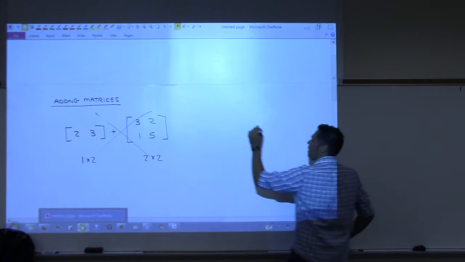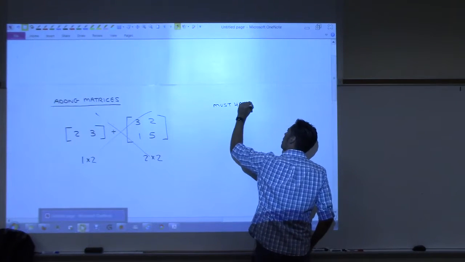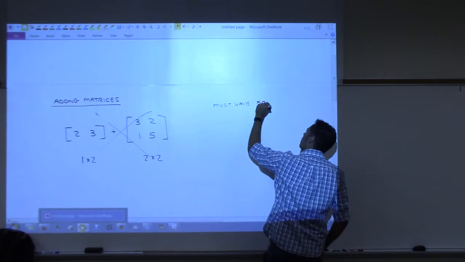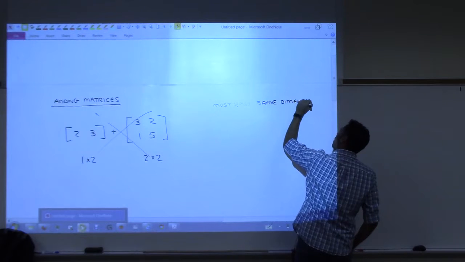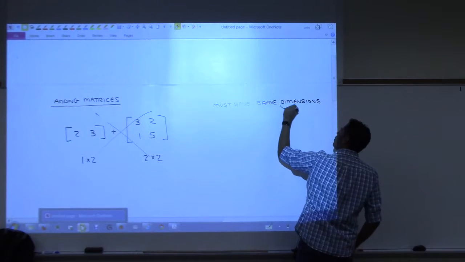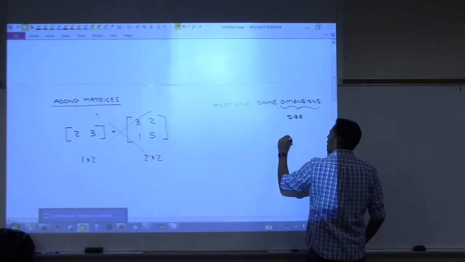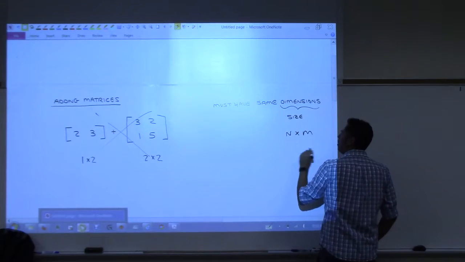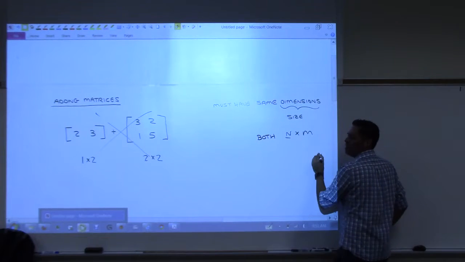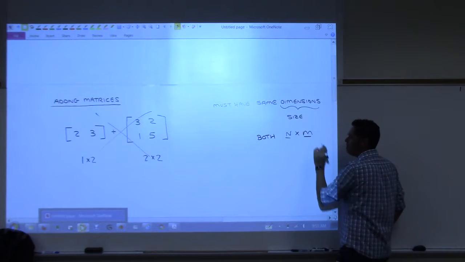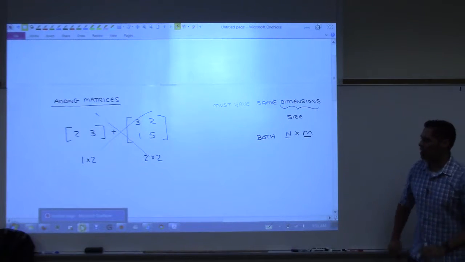So I'm going to put that here. Must have same dimensions. And what I mean by dimensions is the size. If it's n by m, they both have to be. Whatever one is, rows and columns, they have to match for you to be able to add. They both have to be the same size.